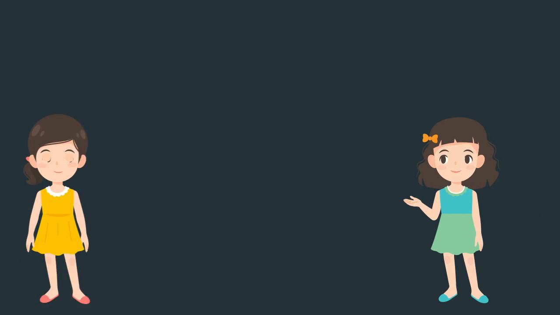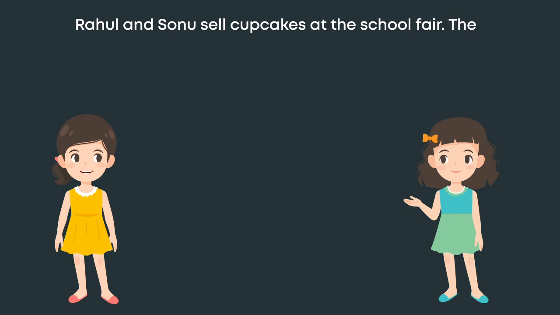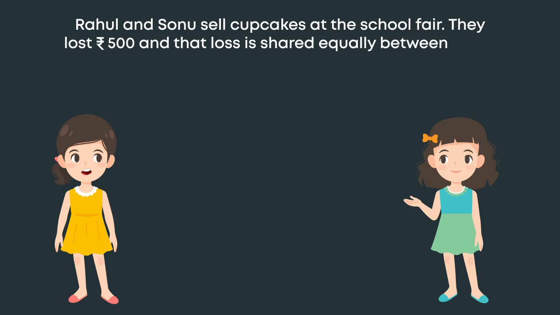Anu and her elder sister Tanu are discussing the number system. Anu, let us do an activity. Are you ready? Yes, I am ready. Express the context as a number. Rahul and Sonu sell cupcakes at the school fair. They lost rupees 500 and that loss is shared equally between them.